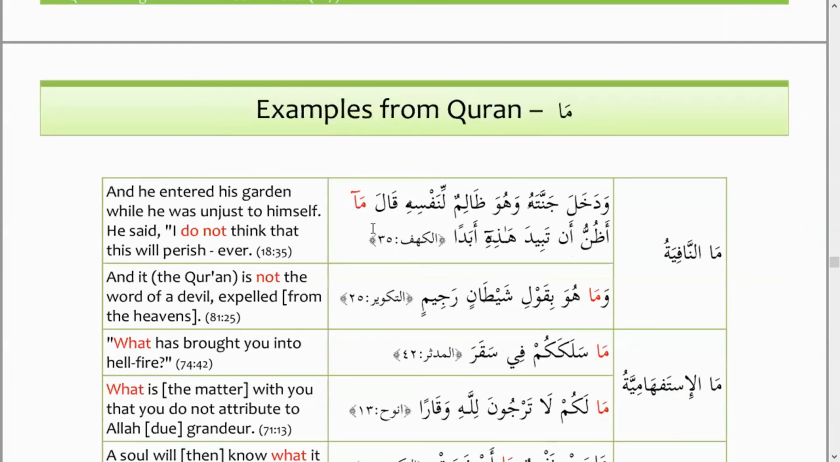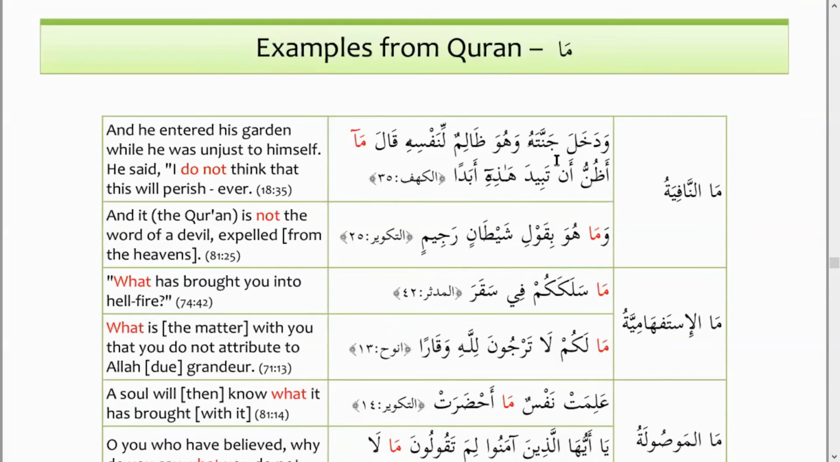We'll learn about it. For example, it comes: qala ma azunnu an tabida haza abada. wa dakhala jannatahu. And he enters. It comes in Surah Al-Kahf, right? He entered his garden. Dakhala, to enter, right? Jannata, his garden. Jannatahu. He entered his garden, wa huwa zalim. While he was. This waw is like wawul hal. While he was zalim. He was unjust to himself, linafsihi. So anytime you say himself, we bring the word nafs. Right?